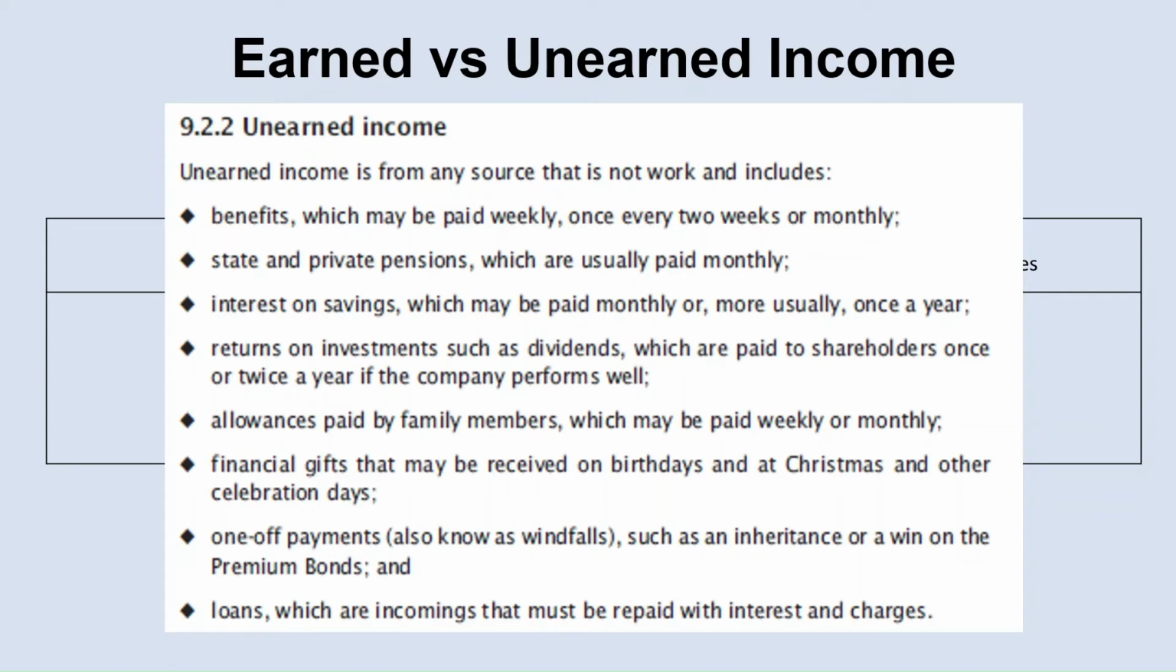We may also get allowances paid by our family members, which may be paid weekly, monthly, or on an ad hoc basis. We may also receive financial gifts that may be received on birthdays or at Christmas or other celebration days. We may get one-off payments known as windfalls from things like inheritances or a win on the premium bonds or lottery. And we also may get loans. These are incomings that must be repaid with interest and charges, but nevertheless they contribute to our unearned income.